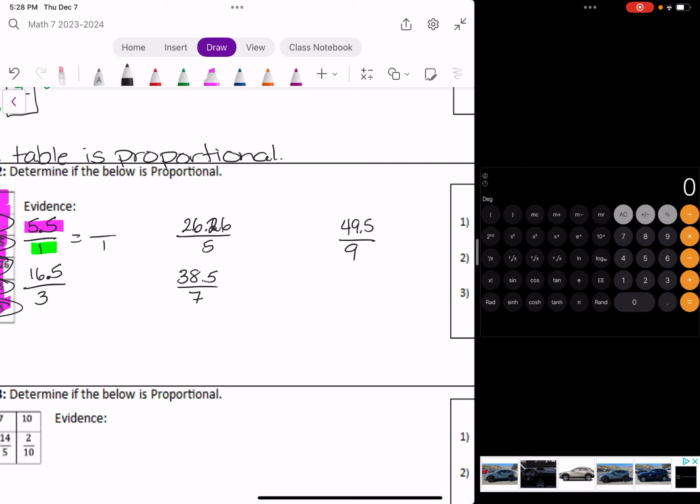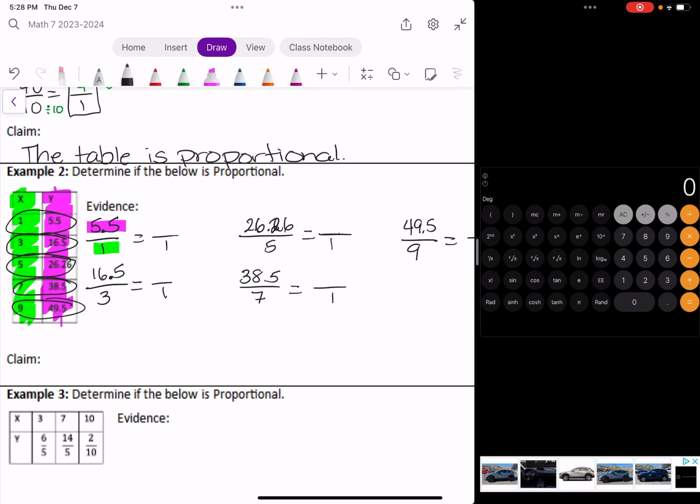Okay. Let's create our unit rates. Again, it has to be something over 1. Something over 1. Something over 1. Something over 1. Okay? Let's look at how we do that. So 1 divided by 1 is 1. So do that to the top. And that is 5.5. 3 divided by 3 is 1. Do that to the top. And this is where you might need your calculator. So 16.5 divided by 3. That is 5.5.